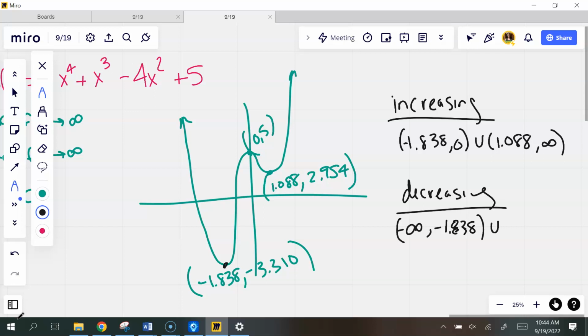All right, where else? Is that the only place it's decreasing? No, it's not. Where else? 0 to what?